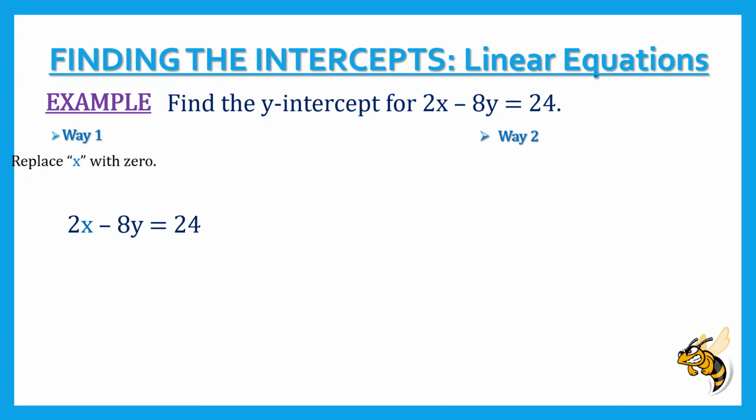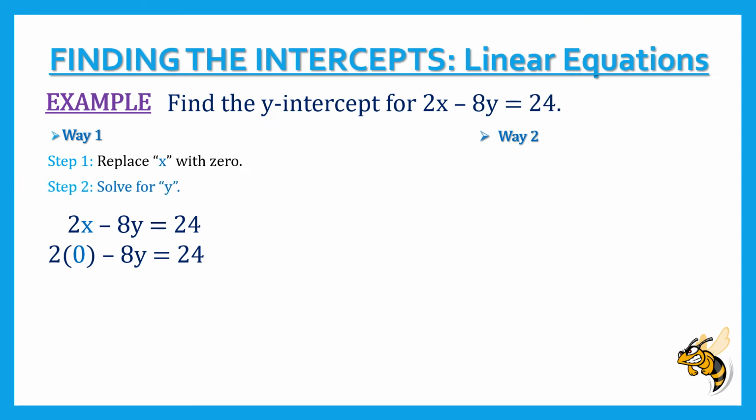We're going to replace the x with 0, so therefore it's going to be 2 times 0 minus 8y equals 24. 2 times 0 is 0, so 0 minus 8y equals 24. So negative 8y equals 24. Divide both sides by negative 8. And remember, the numbers being divided should be the same, okay? Cancel out. So y is equal to negative 3.